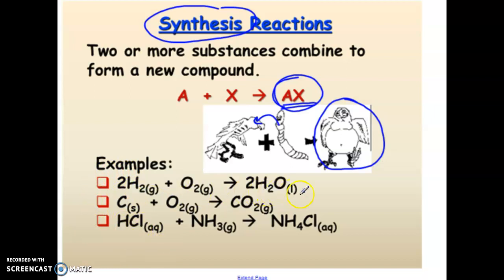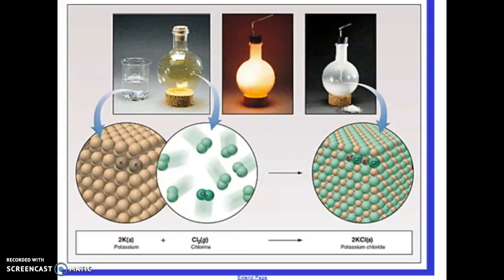Here are some real examples with some compounds. So hydrogen and oxygen making water, carbon and oxygen making carbon dioxide, hydrochloric acid and ammonia to make ammonium chloride. So usually when we're talking about synthesis reactions, the ones that you should be able to predict are ones that are formed from elements. So for example, here we have potassium and chlorine coming together and they make potassium chloride. Okay, that's pretty straightforward.